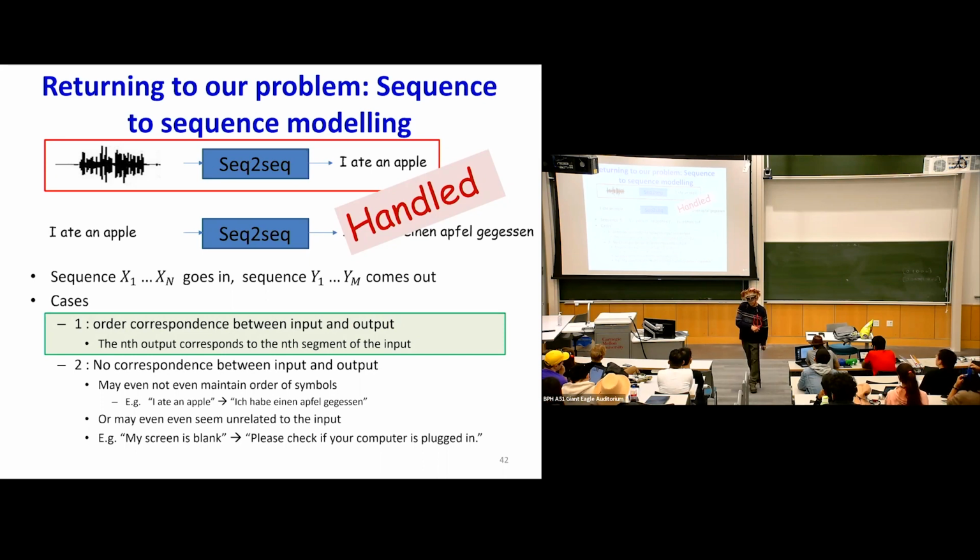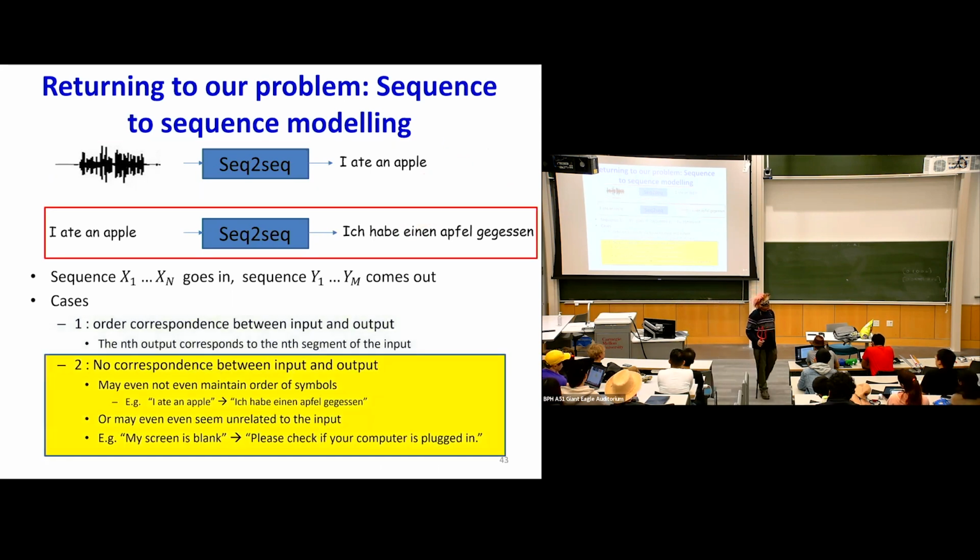So the output is a sequence of symbols, and the first output symbol corresponds to the initial portion of the input. The second output symbol corresponds to the second portion of the input, and so on. So there's an order correspondence. And this we've already seen. This is what we discussed last week.